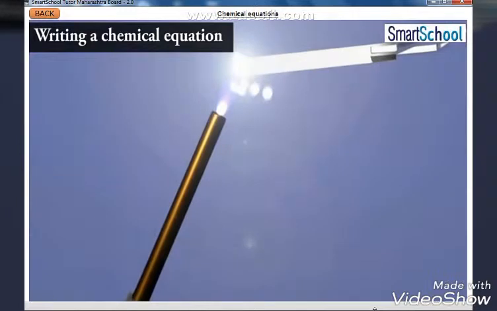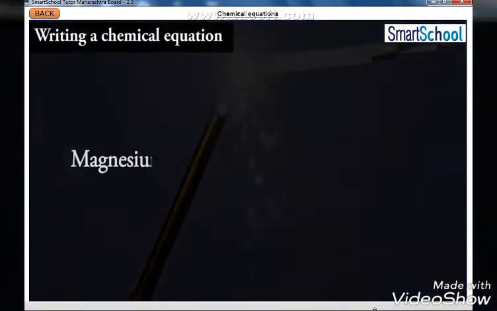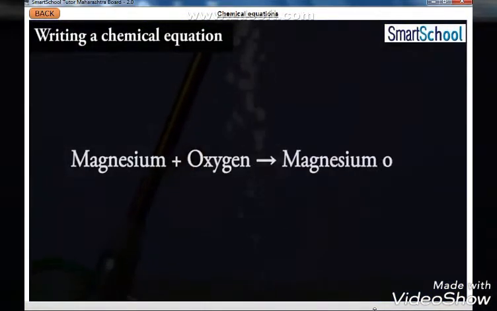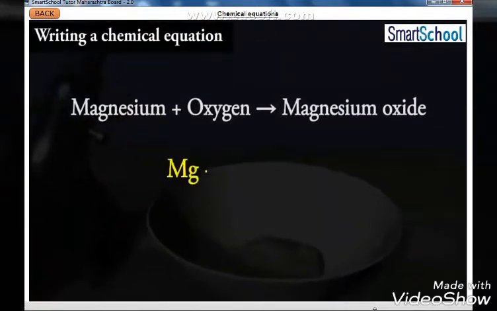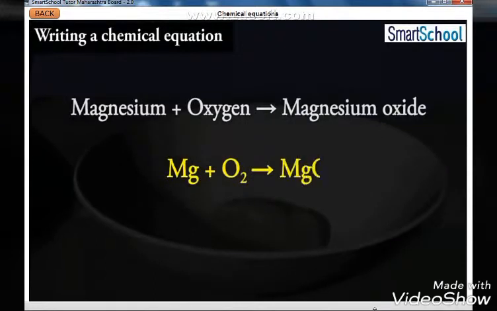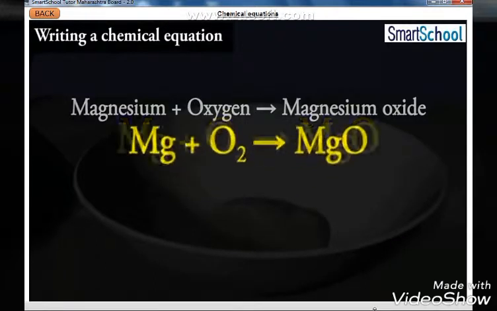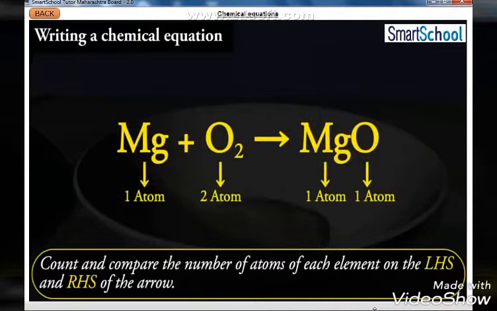If you recall the formulae of magnesium, oxygen, and magnesium oxide, the previous equation can be written as Mg + O2 gives MgO. Count and compare the number of atoms of each element on the LHS and RHS of the arrow.